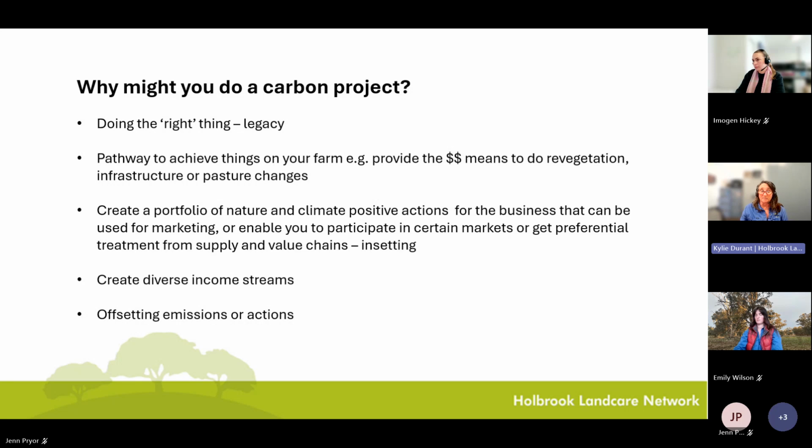In some instances, it's about offsetting stuff in your own farm. For bigger corporates, they might be doing something somewhere else that they need some offsets for, and so that might drive doing things on farm.